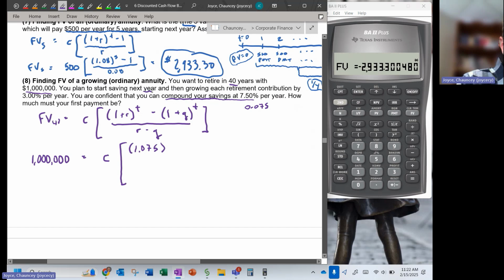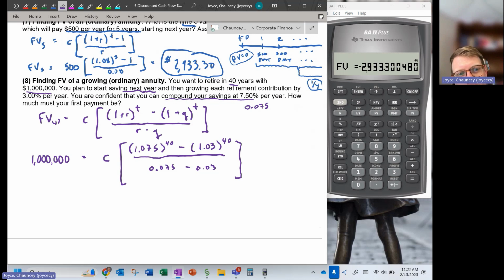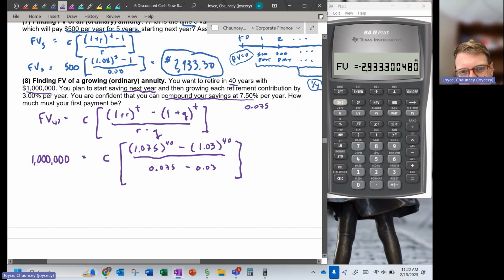We're going to save each year starting next year, which is the same thing as saying starting at the end of the year. So that to the power of 40, less 1 with G, so 1.03 to the 40th over 0.075 less 0.03. Now, take a second just to think about how much you think you'd need to save every year in order to be a millionaire in 40 years. Just as a fun little exercise here before we actually do the math.